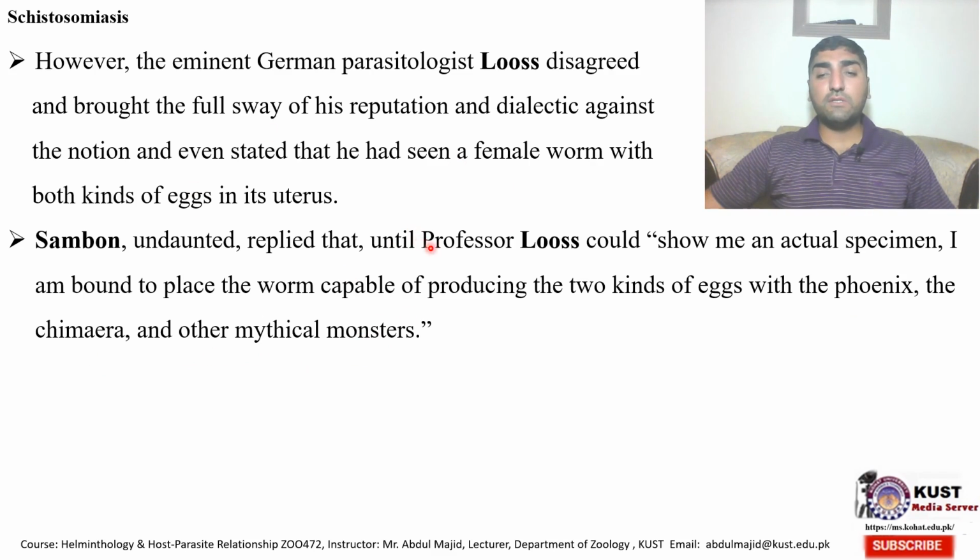So the disagreement continued, because Looss maintained that he had seen both kinds of eggs in one female. But Sambon replied that no, it's not possible, and that he had to show the actual specimen. Otherwise it was just like someone saying that they had seen a phoenix, a chimera, or other mythical monsters.